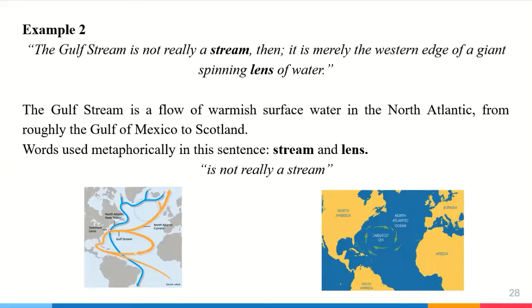When the scientist said that, he indicated that metaphors can be judged to be true or false, and he rated this one as inaccurate. So again, the Gulf Stream is not really a stream. It is merely the western edge of a giant spinning lens of water, as you can see in the two images.